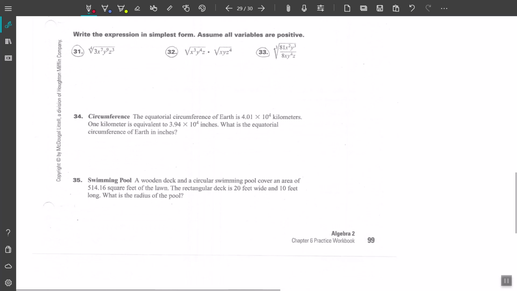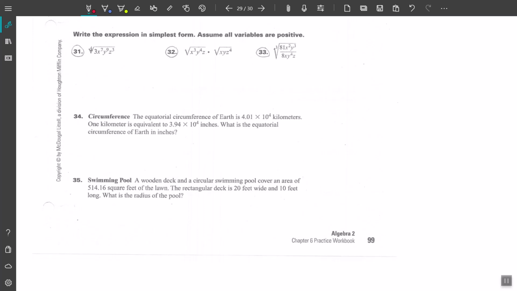All right, and then last here, we need to write these expressions in the most simple form we can get them. And so there's no new rules here. It's just a little bit more challenging because we're going to have to think about these variables here and how many roots are coming out. So let me just start with 31.